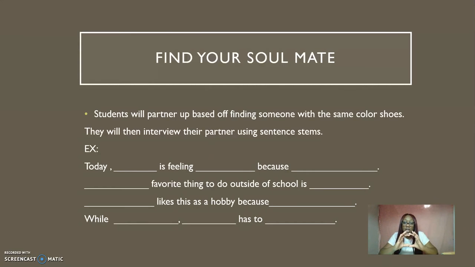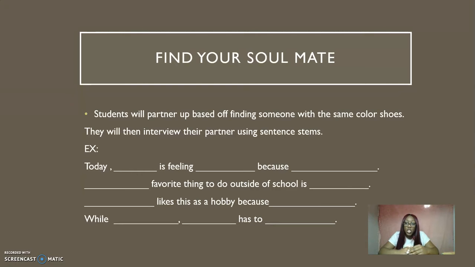But they will get a slip, and I also have it on the board, like how it is right here on the screen. As you can see, I use a lot of question stems and sentence stems because it allows them to see how things are supposed to be structured in a sentence, or in this case, a paragraph. So once they have their partner, they will interview their partner based on the sentence structure. It says, today blank is feeling blank because blank.